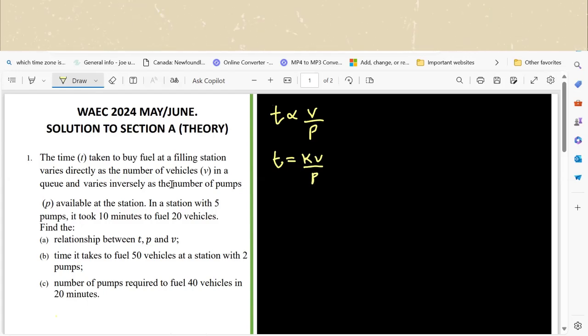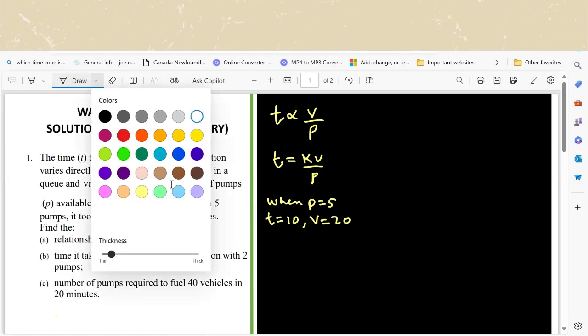And now they say in a station with 5 pumps, so we have it that when P equals 5, it took 10 minutes to fuel 20 vehicles. T is 10, and the number of vehicles is 20. So we are asked to find the relationship between T, P, and V. So let's put in all that we have here. Everything that we have here, we plug it in.